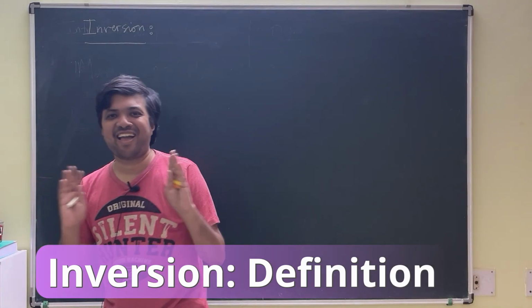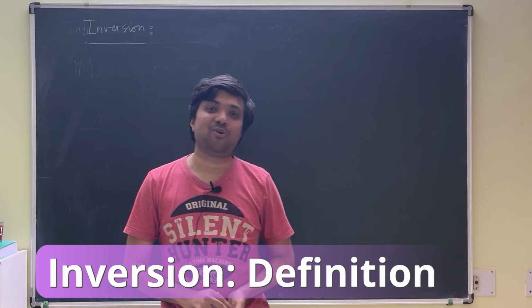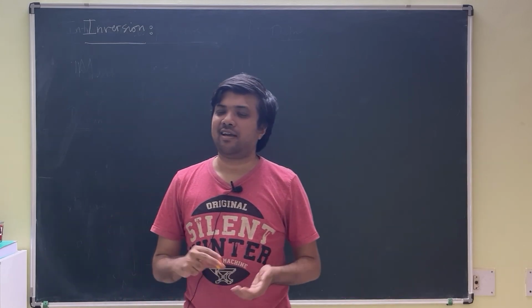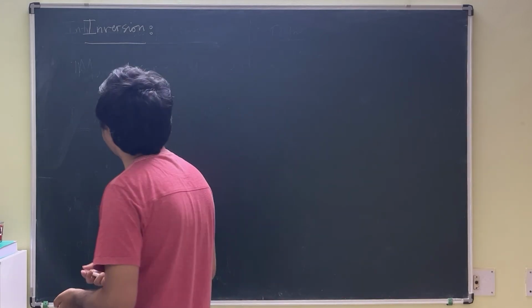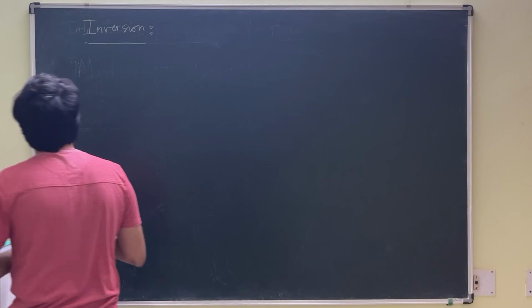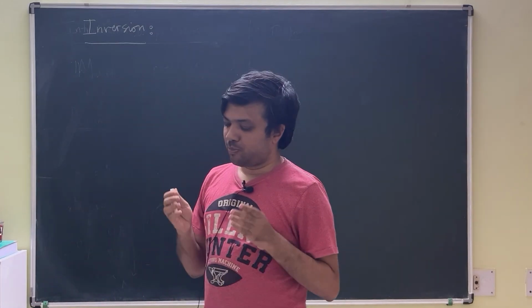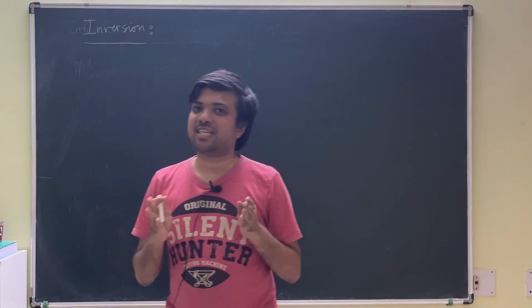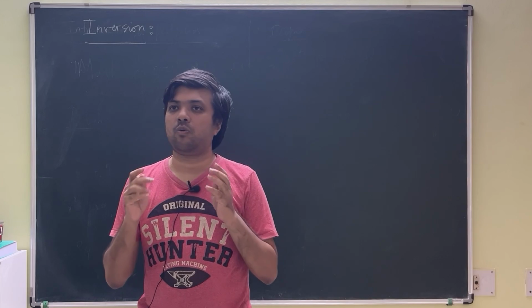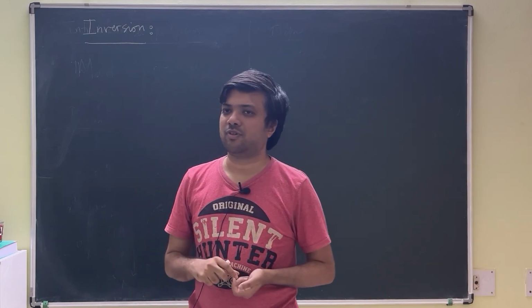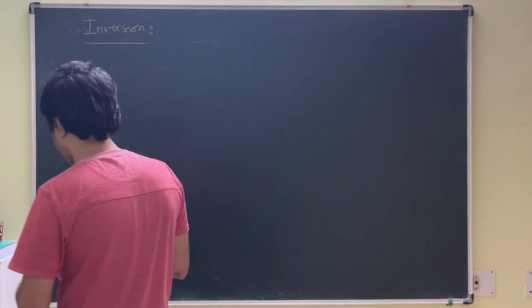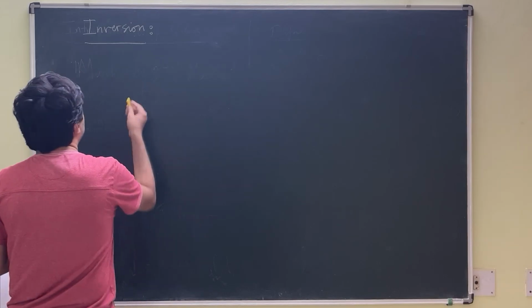Okay, hi everyone. So today we want to talk about inversion, and the idea is the following. Let's define what an inversion is. Basically, inversion is a transformation with respect to a given circle. So what you have is the following. Let's draw a circle.